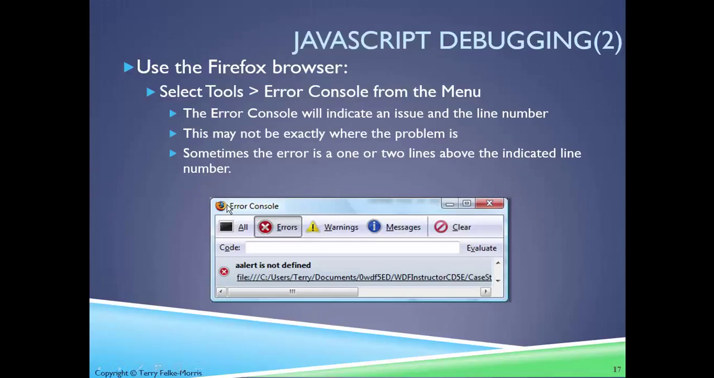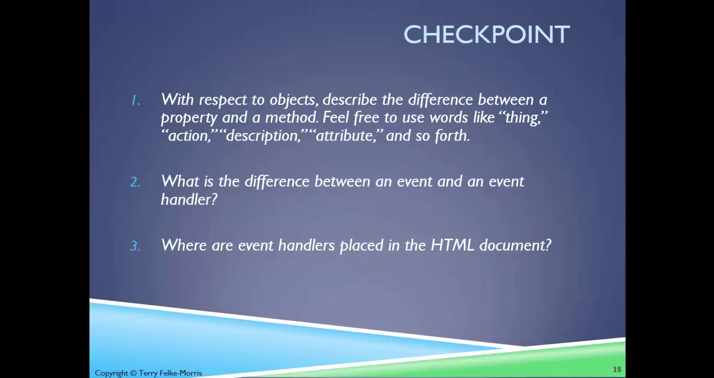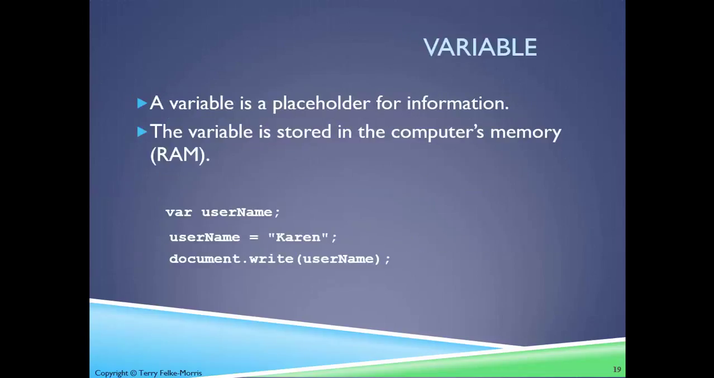We'll have a little bit more to say about the error console in a bit. So, a variable is a place in memory, and really, I typically define it as a memory location whose value can vary or change as the program's running. So I can type in var username equal Karen, like it says on the screen, document.write username, and that's going to write Karen.